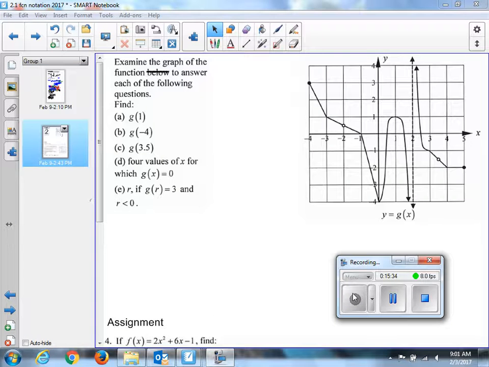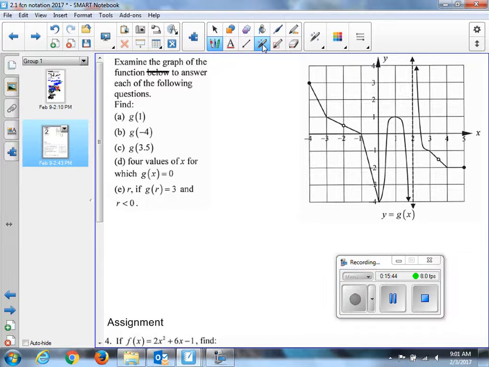Okay, examine the graph of this function to answer each of the questions. Now this function is g of x. y is really given by this function, g of x. It's no different than f of x. Okay, that part should be better. So reading this, this means what is the y value when the x value is 1, right? x value equals 1.